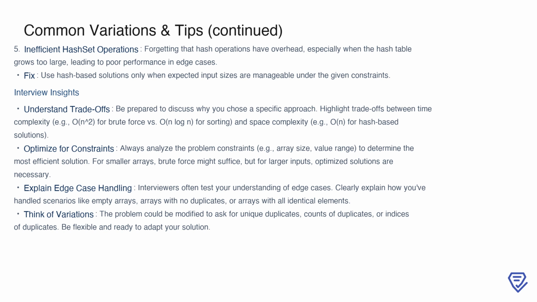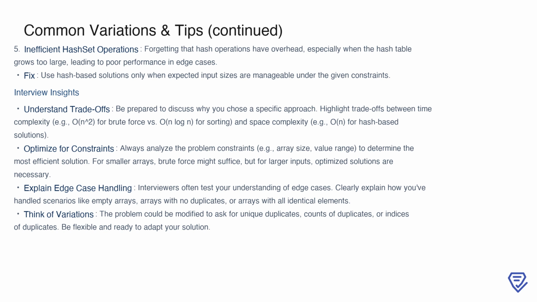From an interview perspective, it's essential to clearly articulate why you chose a specific approach. Be prepared to discuss trade-offs, such as the time complexity of O(n^2) for brute force methods versus O(n log n) for sorting, or O(n) for hash-based solutions, and how space complexity plays into your decision. Always analyze the problem constraints, like array size or value range, to choose the most efficient solution for the given context. When explaining your solution, highlight how you've handled edge cases, such as empty arrays or arrays with all identical values, as interviewers often focus on these details.